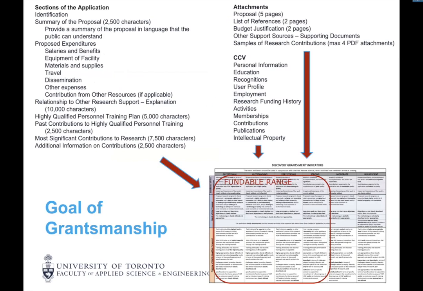One of the things is our applications have a variety of sections. This is true of many of the funding programs in Canada. The actual research proposal is about 5 pages, but there are other elements that are very important to demonstrate the commitment to training, the philosophy for training, as well as past contributions. There's a CV portion as well. All of these sections are filled in, and the idea is you really do want to get the ratings in the fundable range of that table. That's what we look at in terms of the goal of grantsmanship.